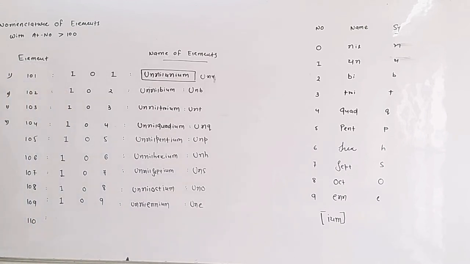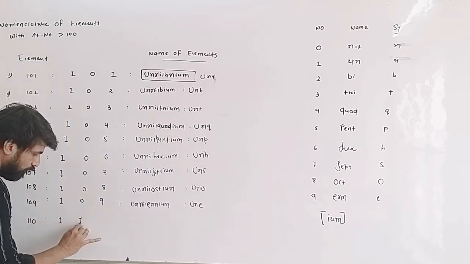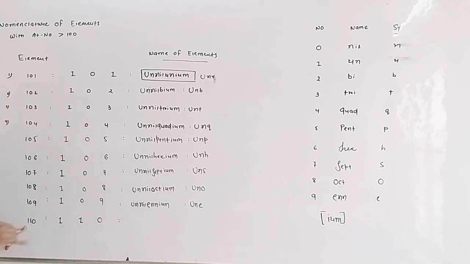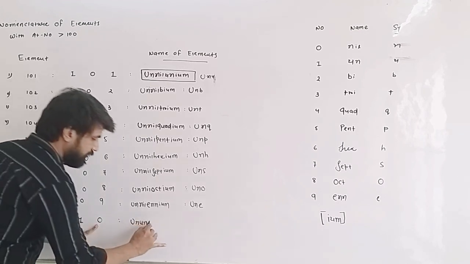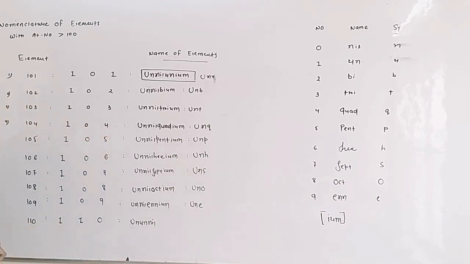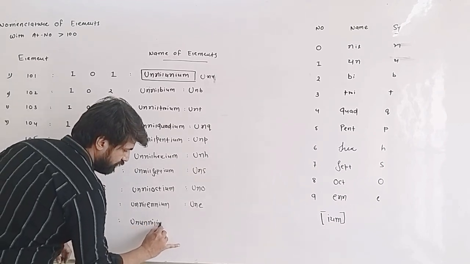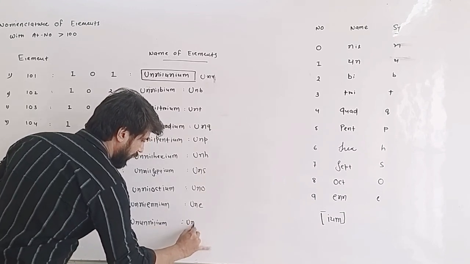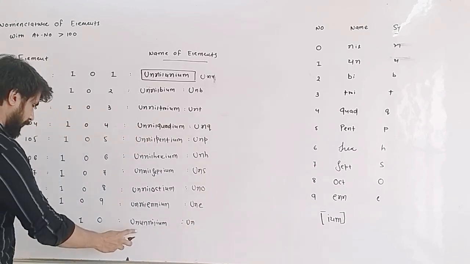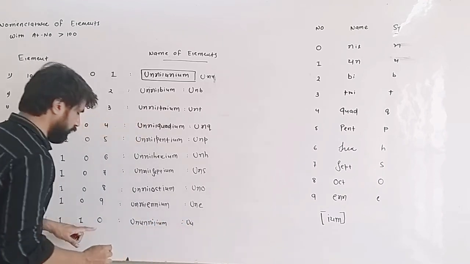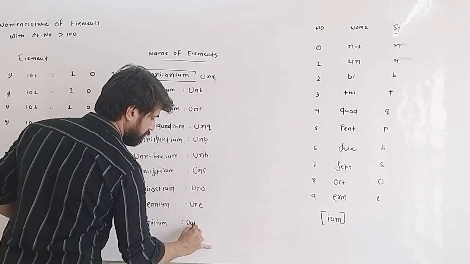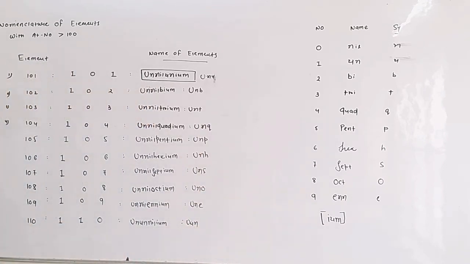And what about 110? 1 means un. Again 1 means un. Then 0 means nil. And ium. So here it is ununnilium. The symbol: U, U, and 0 means N. Is it clear? So that is the symbol. Any doubt? No. Chalo, note it fast.